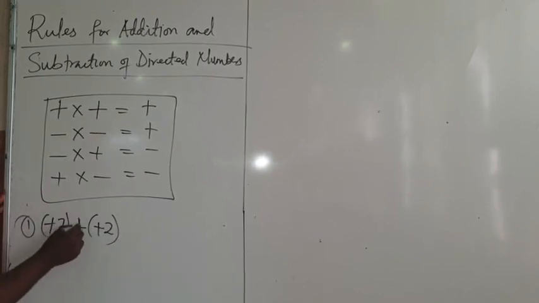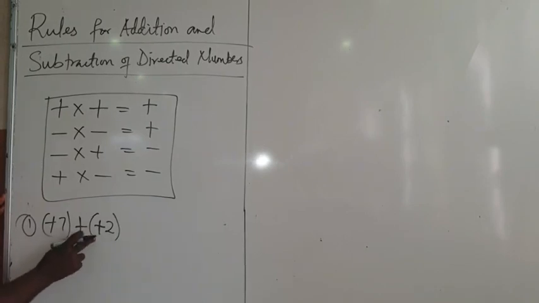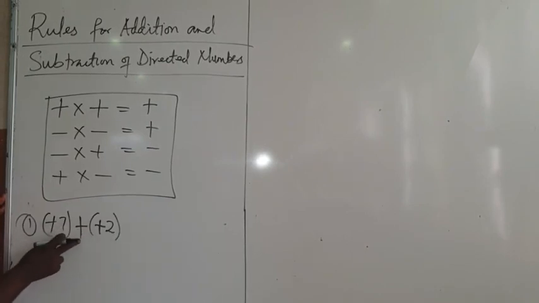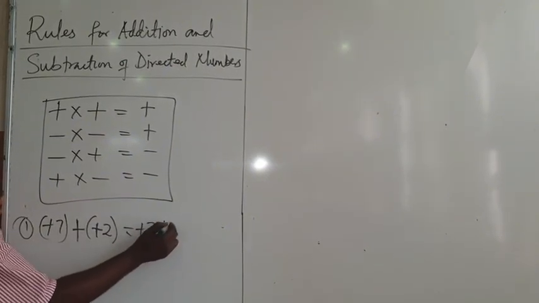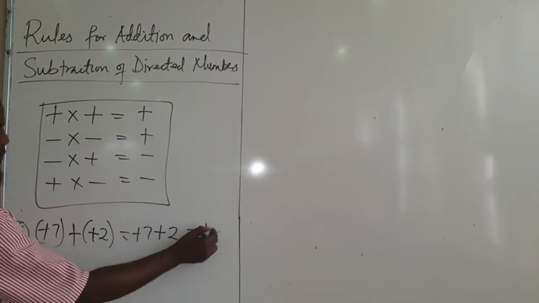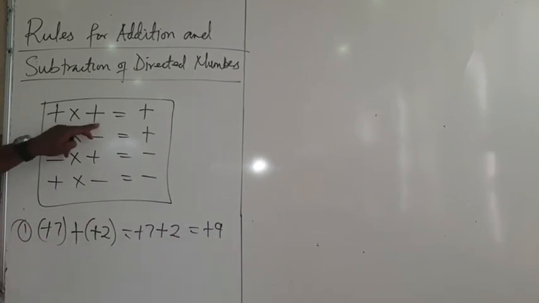Let's say for instance you have plus 7, for example, plus 2. So you see this plus and this plus, the bracket you have there is multiplying, saying plus times plus, and that will give us this plus 7 plus times plus is what? Plus 2. So the answer will then be plus 9. I hope that is very clear. So that takes care of this.